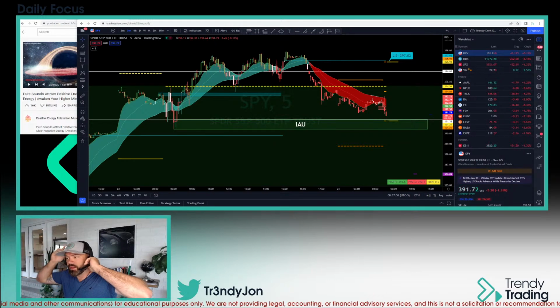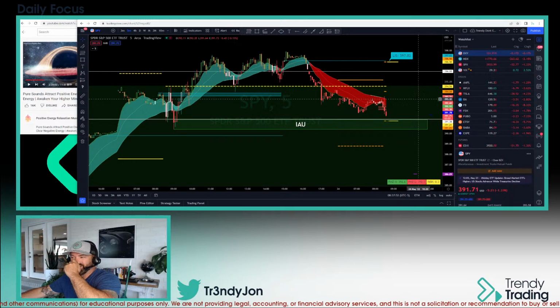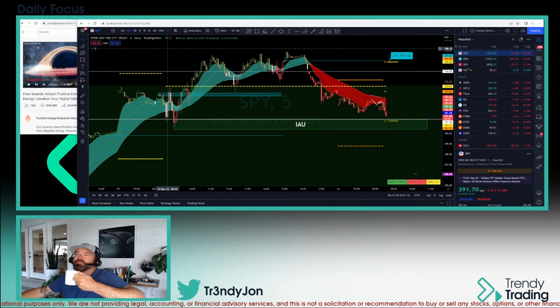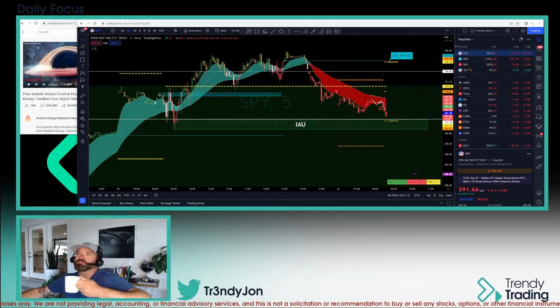So take note that we actually have closes underneath the PMZ. Closes underneath the PMZ. No signals yet, at least on the 5 minute. Let's see if we got any auto signals this morning.